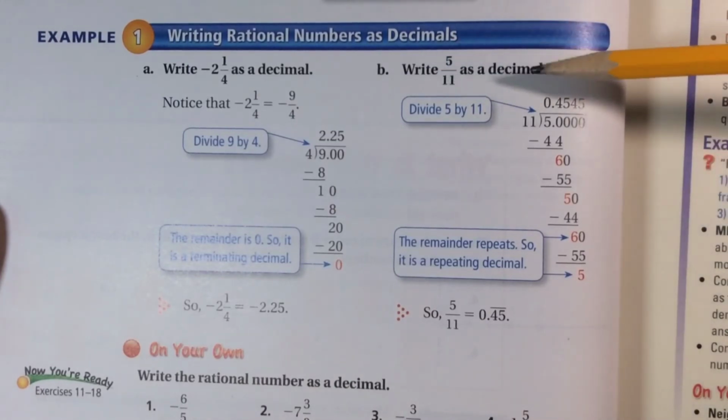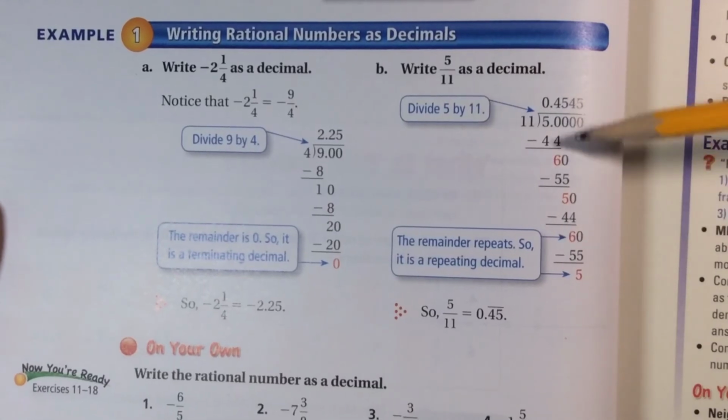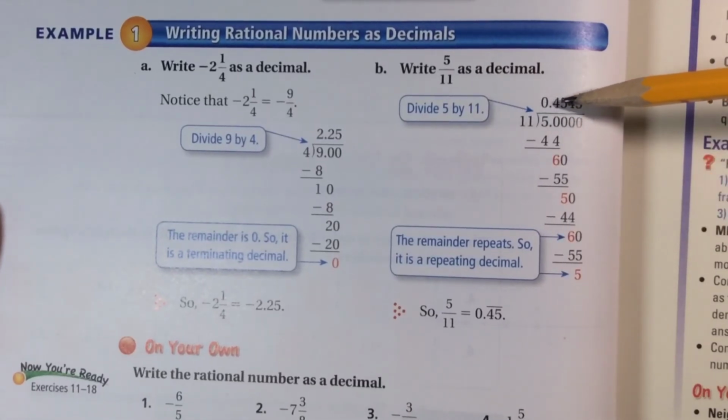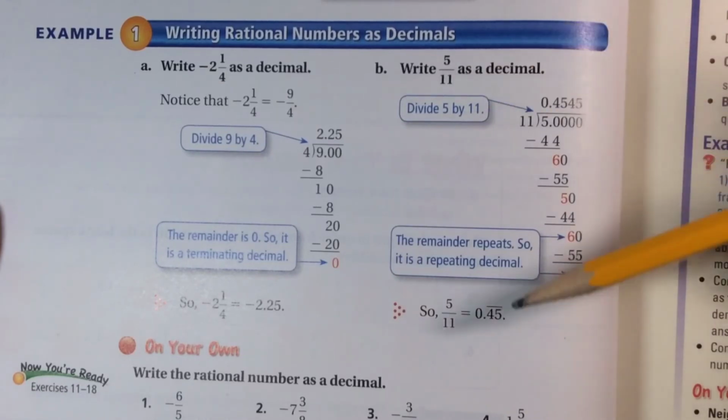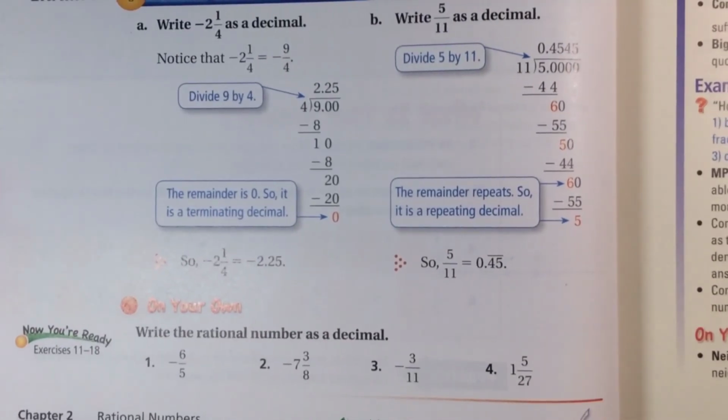Write 5/11ths as a decimal. 5 divided by 11. You do that division, you get 0.45 repeating, and it was a positive fraction, so it's a positive decimal. Here are some for you to try.